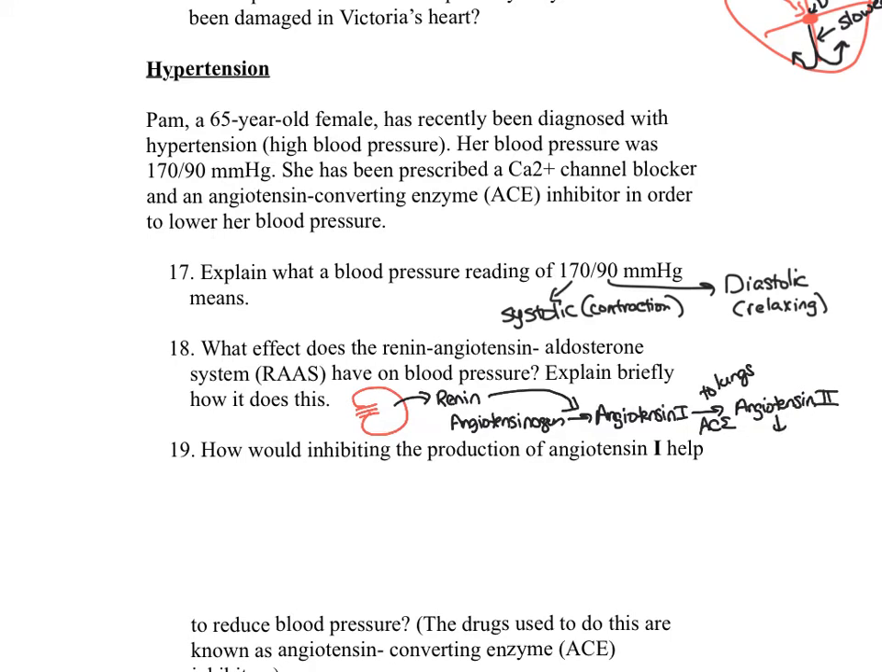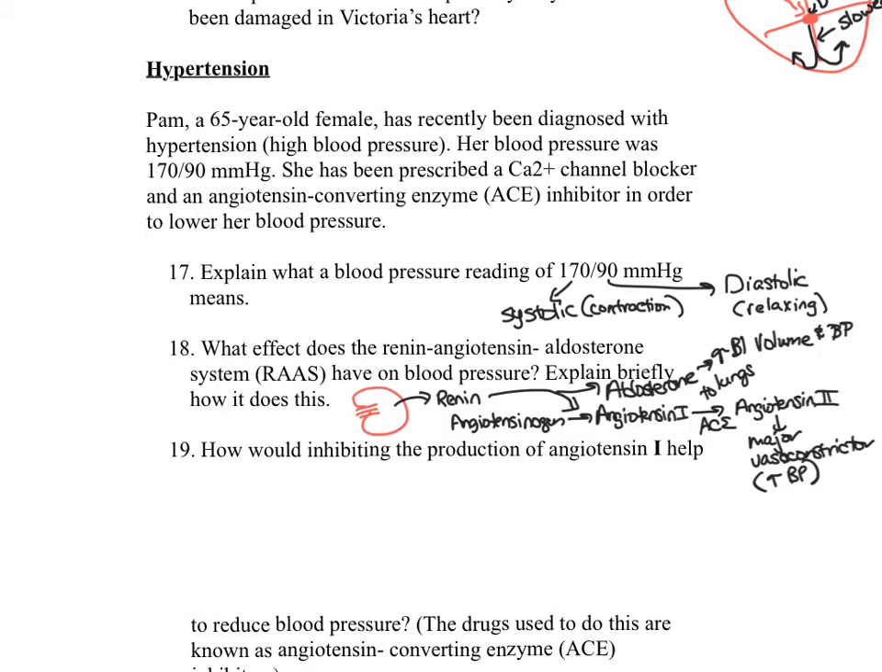Angiotensin 2 is a major blood vessel constrictor, so it's a major vasoconstrictor. And so that's going to increase the blood pressure. The renin also will target the adrenal cortex and cause an increase of aldosterone to be secreted. And aldosterone causes the kidneys then to reabsorb sodium and water. And so if you're reabsorbing more water, you're also increasing your blood volume, so you're increasing blood pressure.